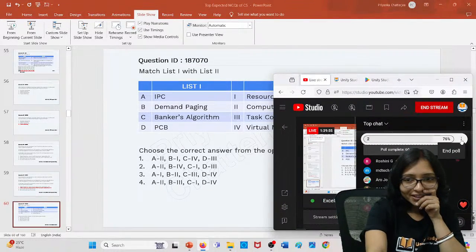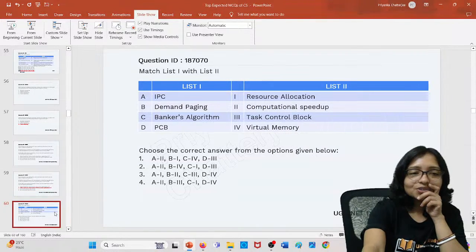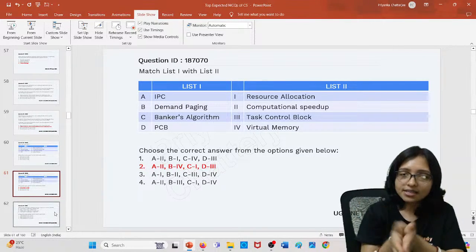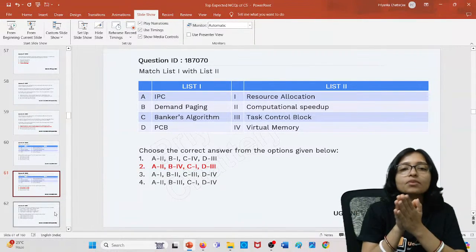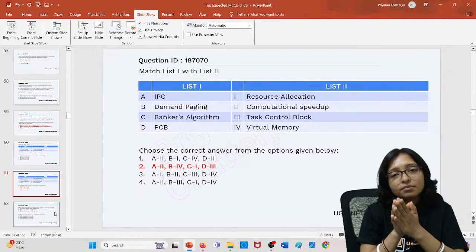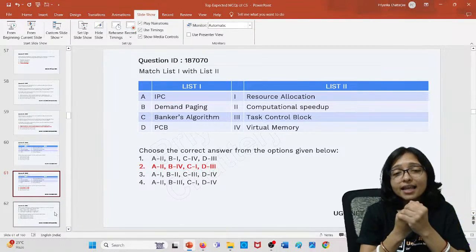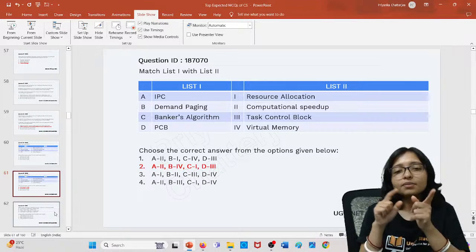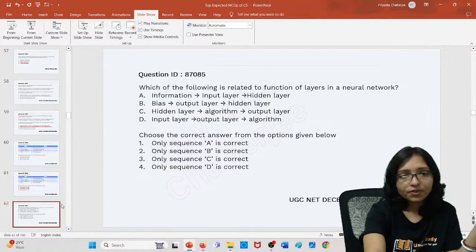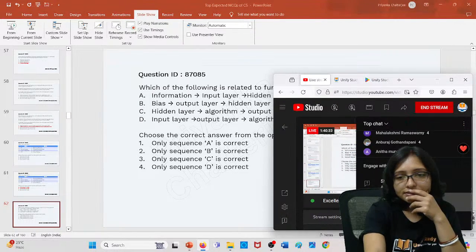0. Your time ends. You are making a mistake again. PCB means process control block. That is actually task control block. D will be with 3. IPC, inter-process communication, means it is focusing on computational speed up. Banker's algorithm is the resource allocation. C will be with 1. And with this only you can find the answer. This is your next question, and your time starts now.